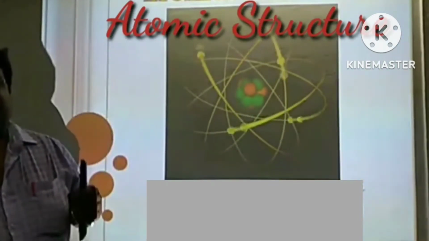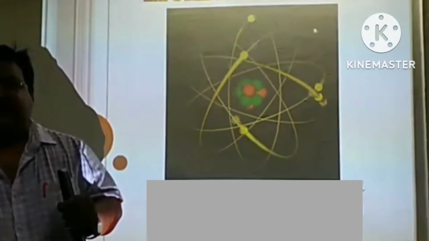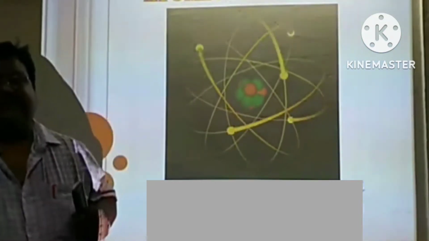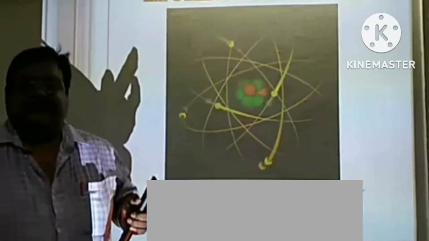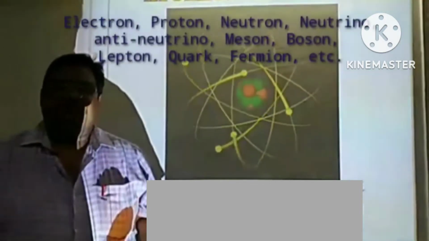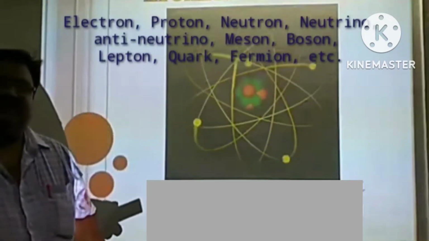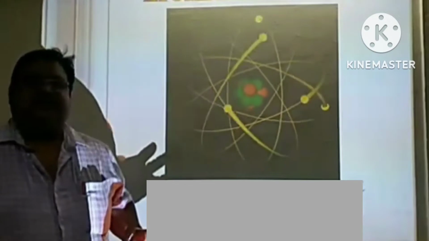However, recent research revealed that an atom still consists of a number of subatomic particles. मतलब एटम के अंदर बहुत सारे सबएटॉमिक पार्टिकल्स हैं, उसको अभी तोड़ा जा सकता है. उसके अंदर more than 36 subatomic particles are there, like your electrons, proton, neutron, neutrino, antineutrino, meson, boson, lepton, quarks, fermion. So more than 36 subatomic particles are there.